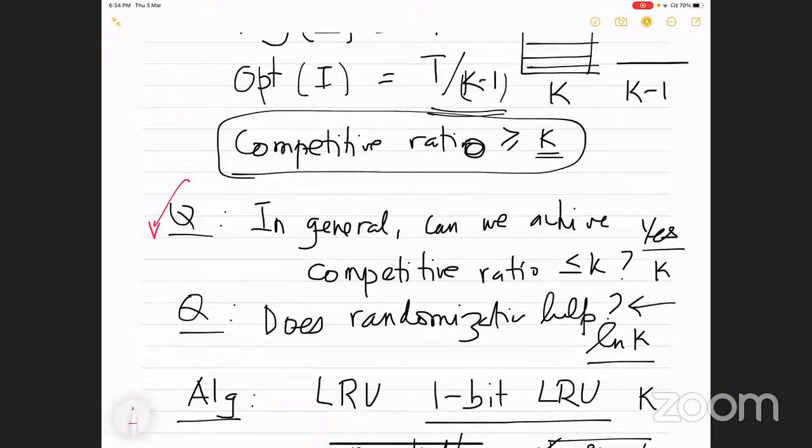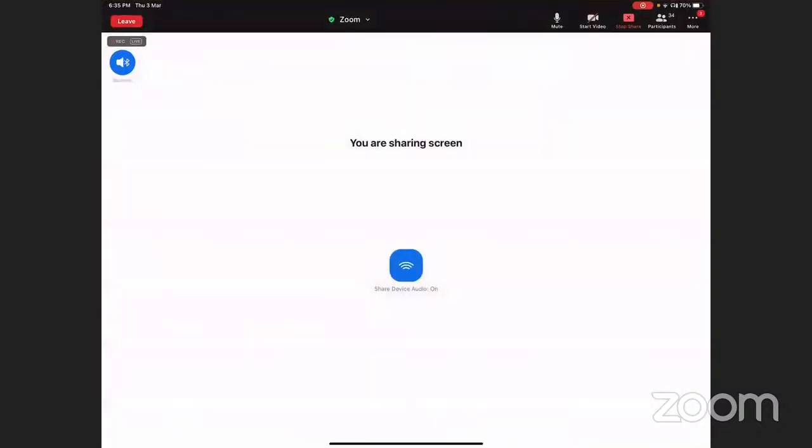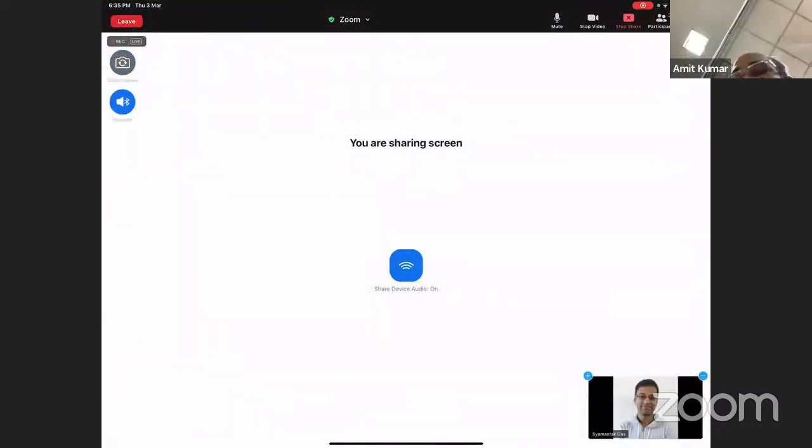Now, let's look at the next question. Does randomization help? Amit, I think there's a question on chat. Sorry to interrupt. Can you just say what it is? Yeah, so Venkatesh is asking what happens for 2-bit LRU.